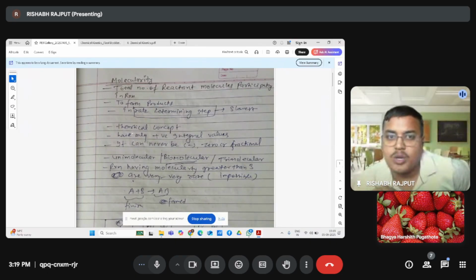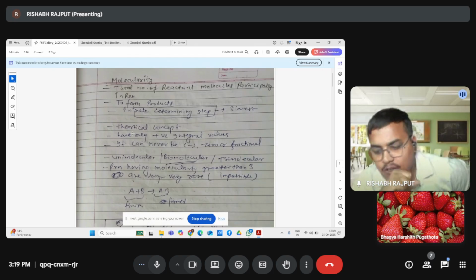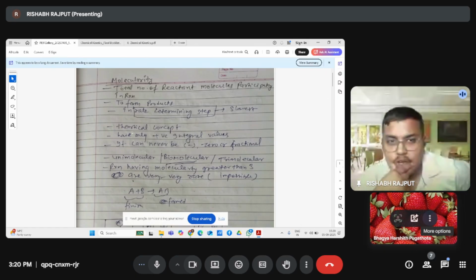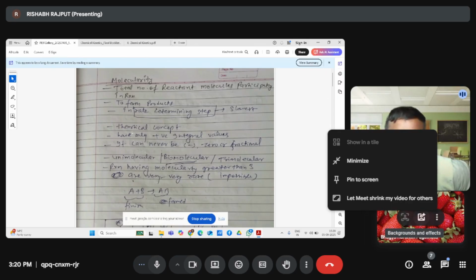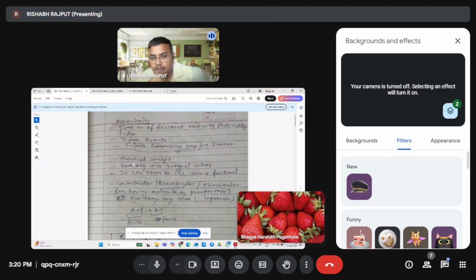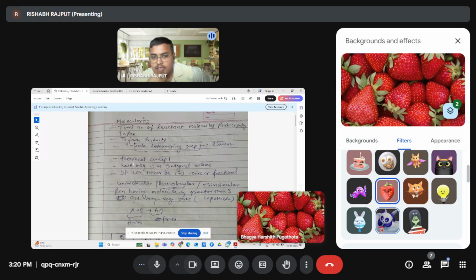Molecularity is a theoretical concept. We get it from the mechanism of the reaction, and sometimes from the chemical equation. It always has a positive integral value. It can never be negative, zero, or fractional. Molecularity is normally unimolecular, bimolecular, or trimolecular. Bimolecular is very general in life. And the last point: a reaction having molecularity greater than 3 is a very rare chance.